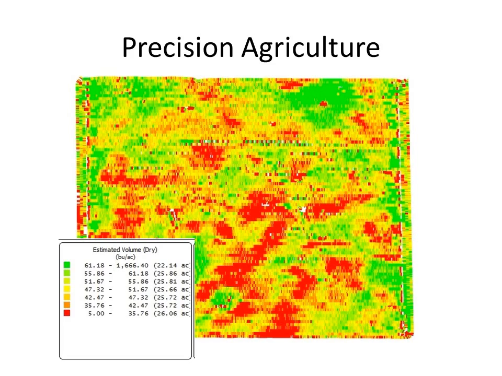So here's a nice set of data. If you look at the graph in the lower left, we see that we have an estimated dry volume in bushels per acre production for a soybean field. The areas that are the darkest green are the most productive areas of the field. The areas that are red obviously are extremely low.